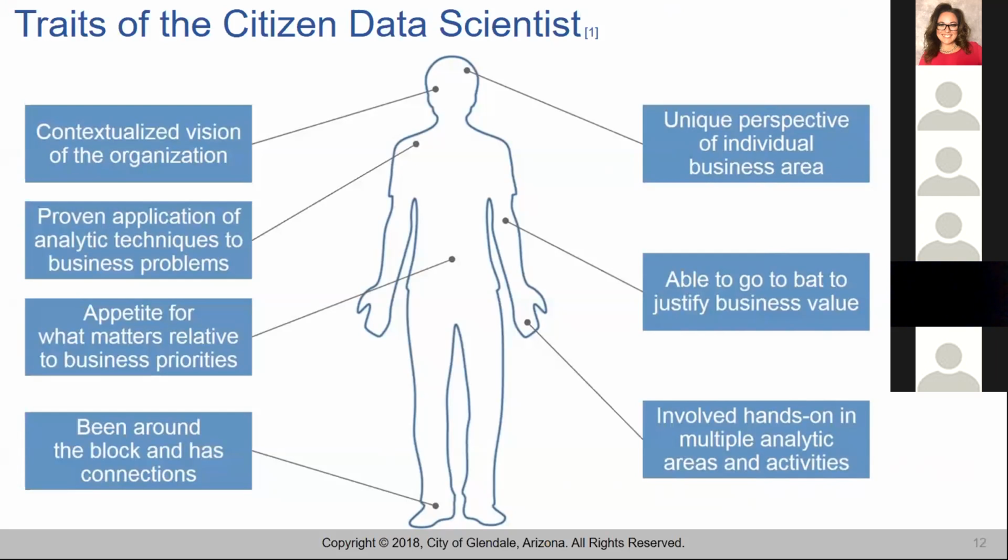They're able to justify business value. So when they have to go in front of leadership to ask for money or ask for resources, they can talk it that much better. And typically they're involved hands-on in multiple analytic areas and activities.